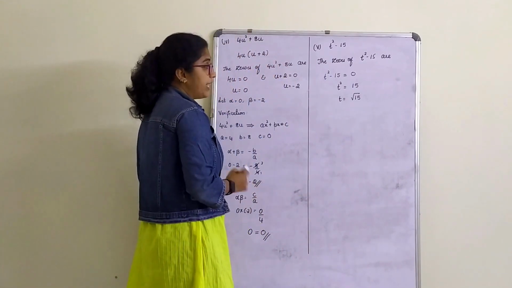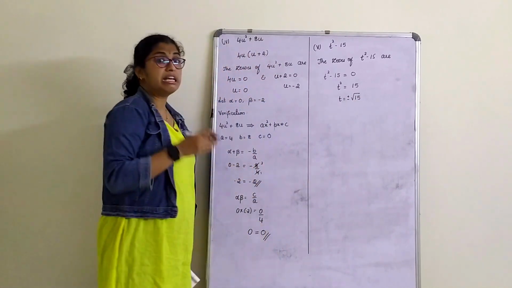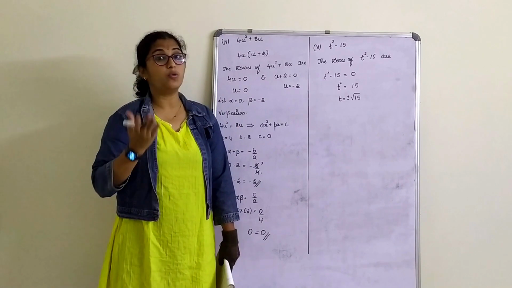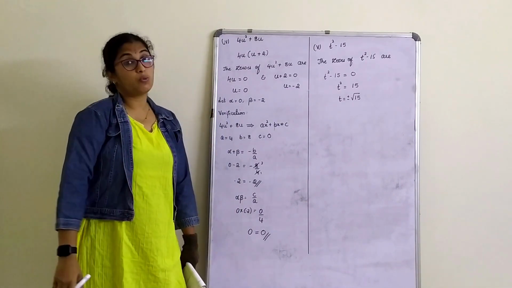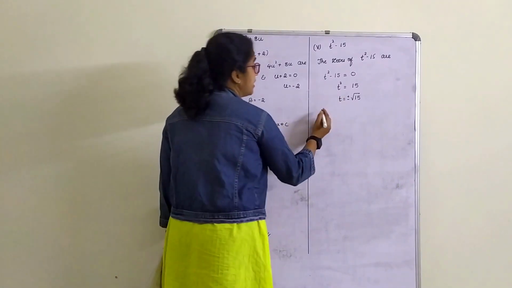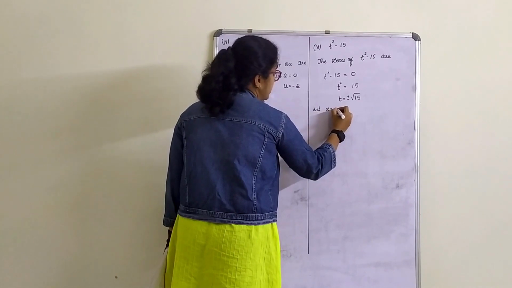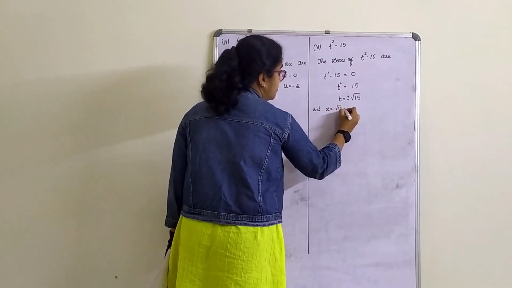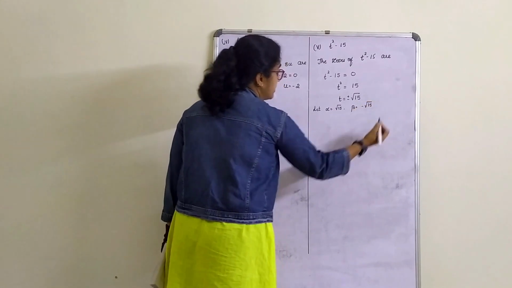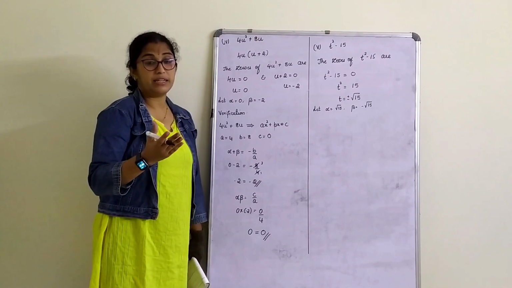So when we write square root of 15 while equating, it comes plus or minus, because every root has two signs. One is plus and one is minus. So t is equal to plus or minus square root of 15. So I will write let alpha is equal to root 15 and beta is equal to minus root 15. Can I write this? One is plus, because every root has two signs. One is plus and one is minus.